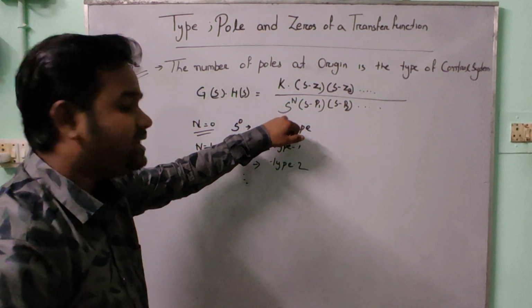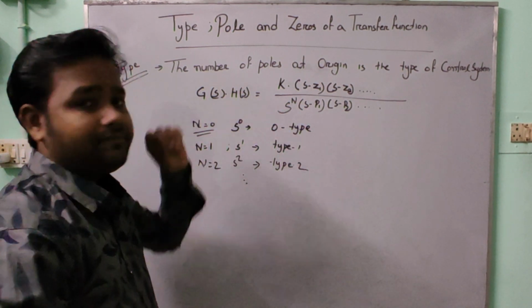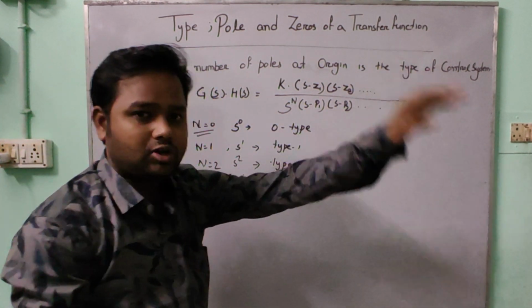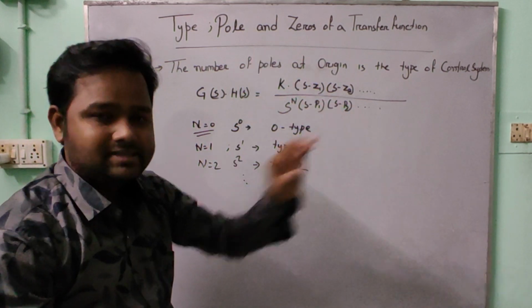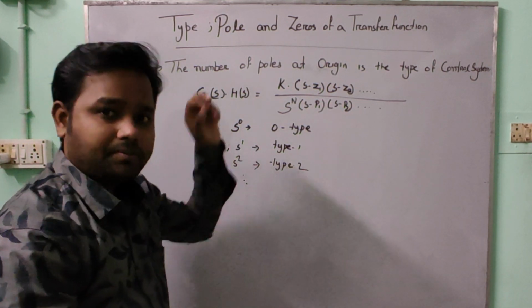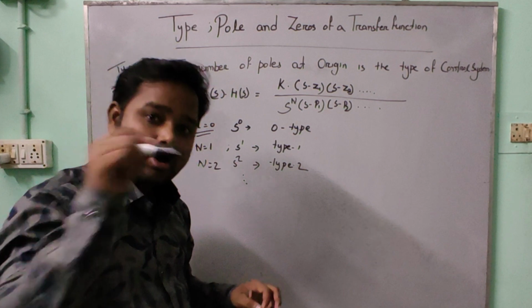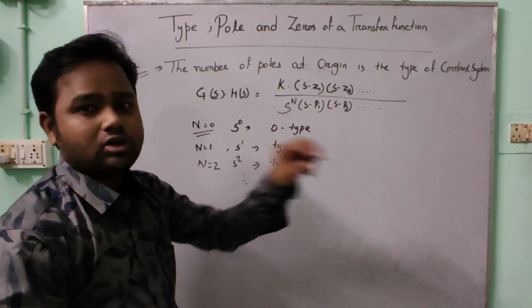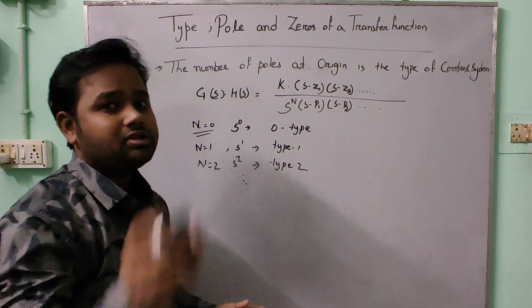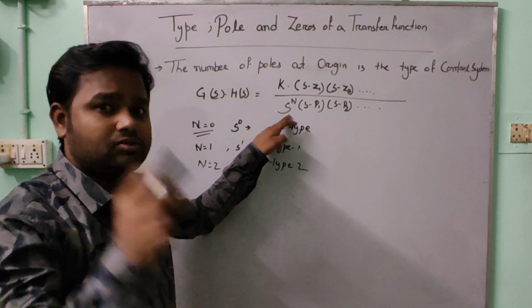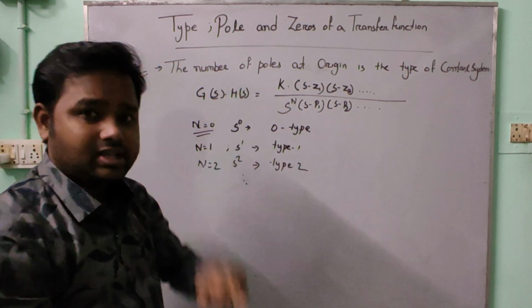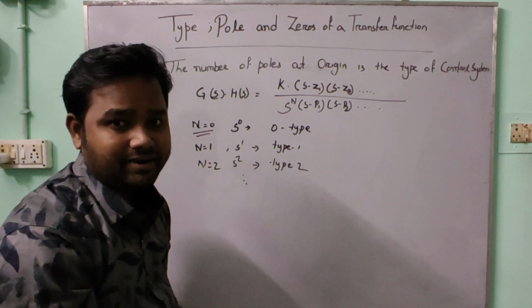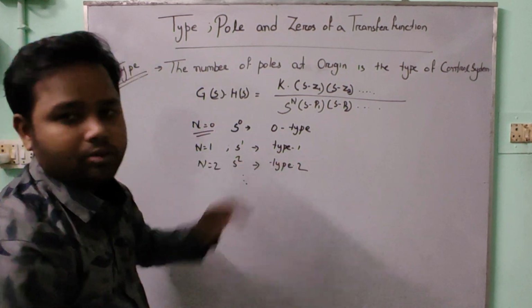That means here the value of s is equal to 0. If I equate this lower part to 0, then the s power will be 0. So the value of s is equal to 0 at origin. Here s is equal to 0, that means s is neither negative nor positive, s is equal to 0, which is at origin. How many times it is repeated is known as the type of the control system.